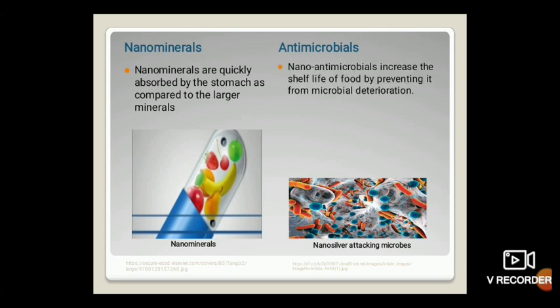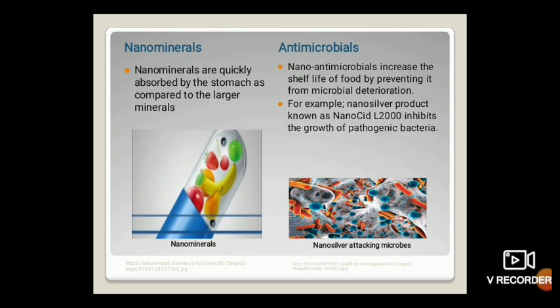Then we have antimicrobials. They control the growth of pathogenic bacteria. Nano antimicrobials increase the shelf life of food by preventing it from microbial deterioration. For example, nano-silver product known as Nansid L2000 inhibits the growth of E. coli, L. monocytogenes, etc. So nano-silver is the most commonly used antimicrobial agent found in food products.